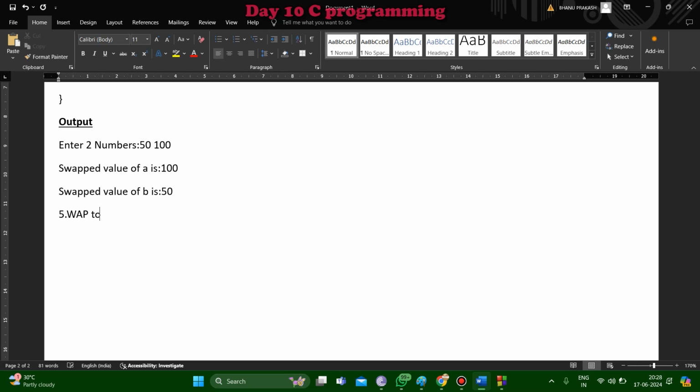Write a program to swap two numbers without using a temporary variable. Right, what is the logic here?